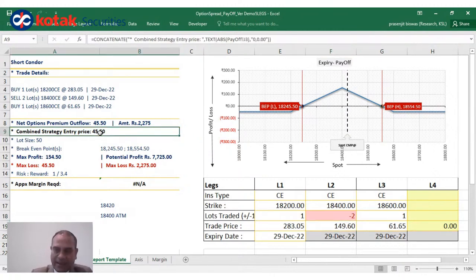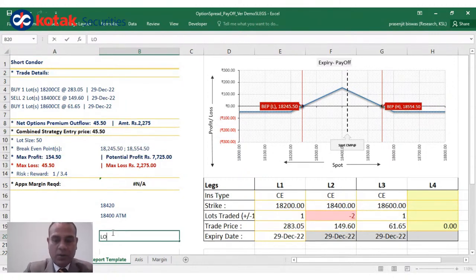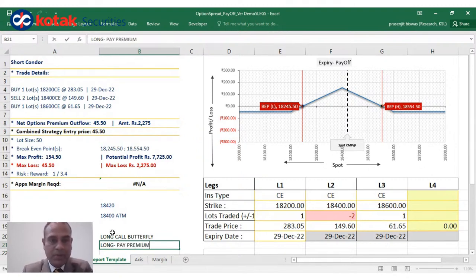Since I am paying the premium, this will be called a long call butterfly. So this is known as a long call butterfly. The word long comes from the fact that I'm paying premium. Correct. And if I receive premium, this would be short.